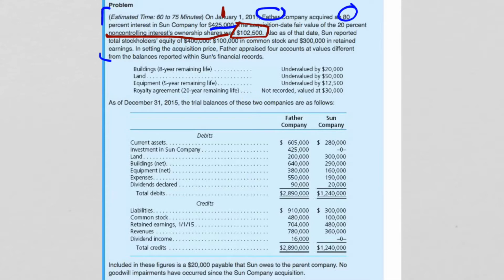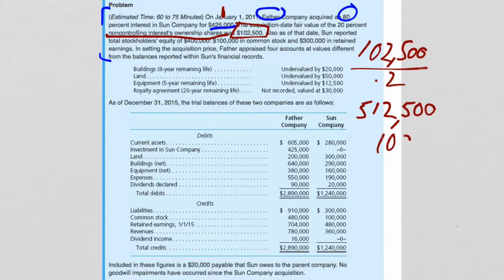So 1025, do the old trick that we've learned since the beginning of the course, divided by 0.2, is going to give us a fair value of the company of 512,500. That's for 100% of the company, not including any control premium. There may be goodwill in there, that's possible, but we'll soon find out. So that's really where we're at now.